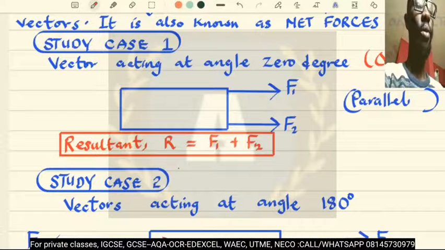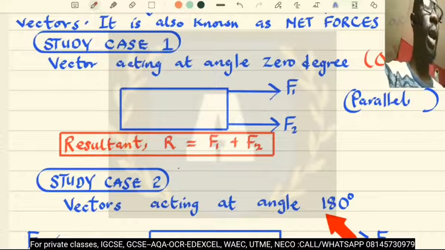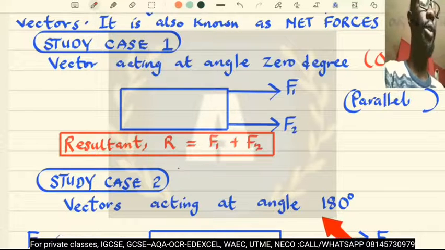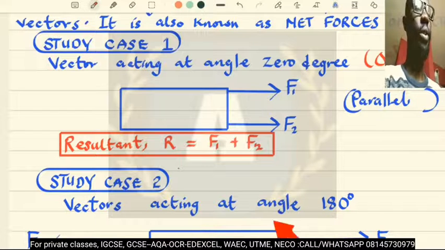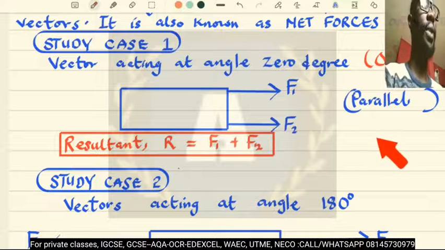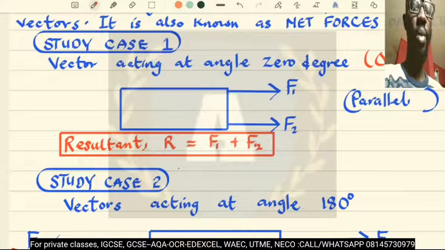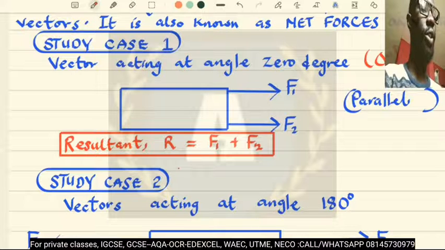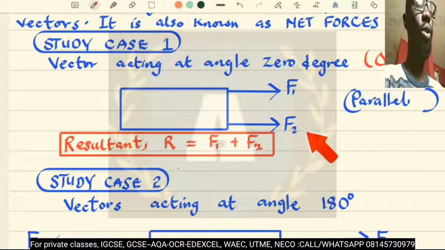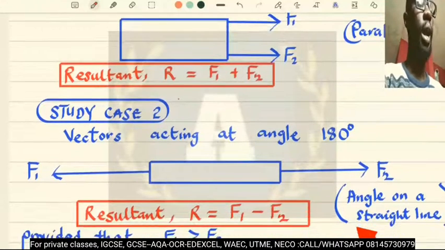Okay, so now at an angle of 180 degrees, and if we remember in our mathematics, the angle on a straight line is 180. So unlike the first one, where the two vectors act on an object in the same direction, now the two vectors will act in opposite directions. One will be acting upward, and the other one could be acting downward. Okay, so now we said angle on a straight line.